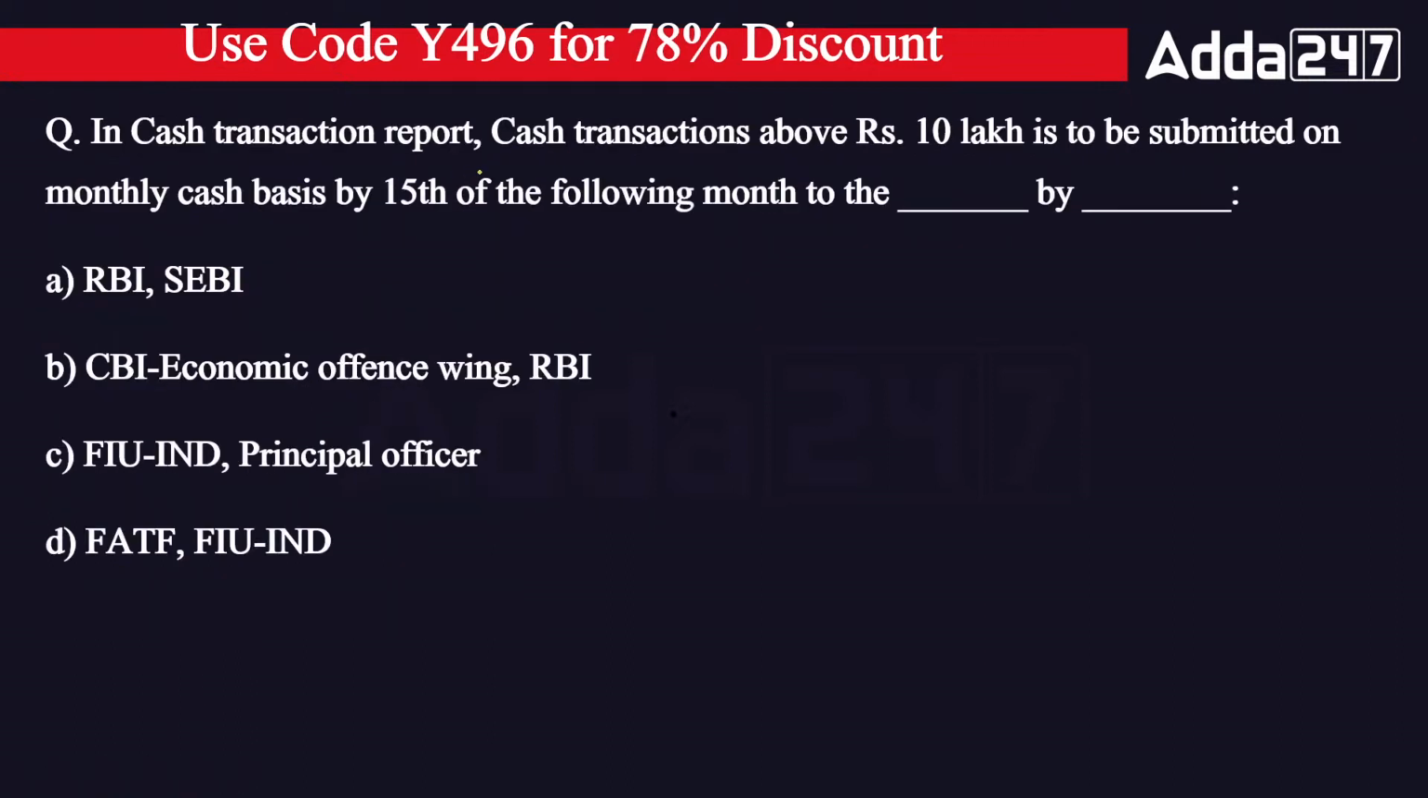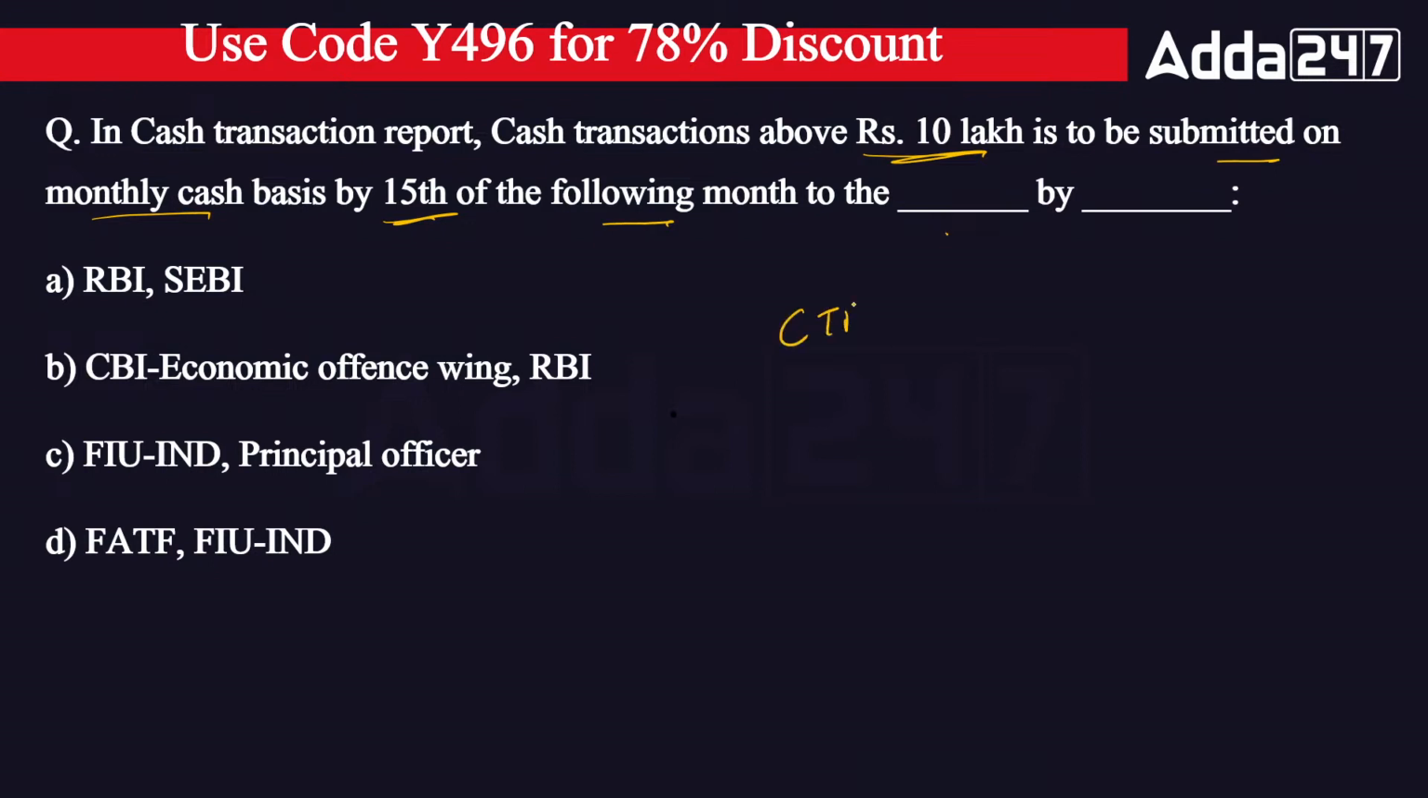Now in the cash transaction report, cash transactions above ₹10 lakh are to be submitted on a monthly basis by the 15th of the following month to the dash. So which of the following is correct? The options are RBI, SEBI, CBI Economic Offence Wing, FIUIND Principal Officer, FATF and FIUIND. Which of the following is correct?